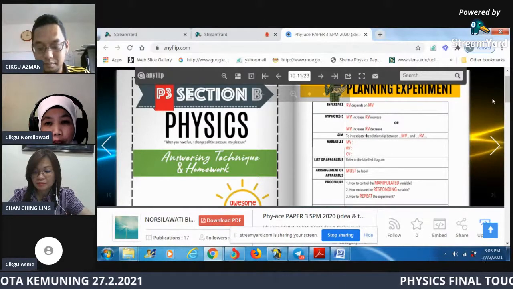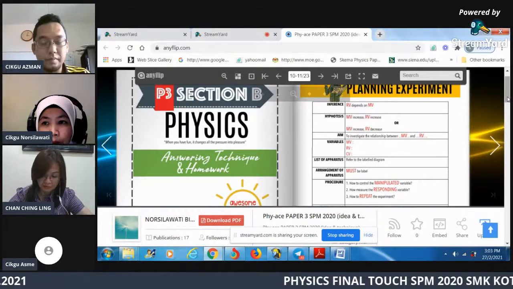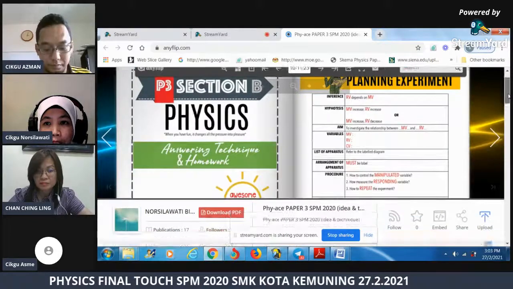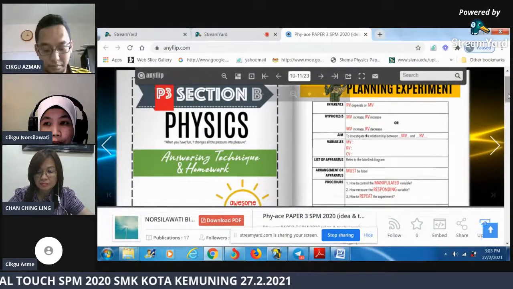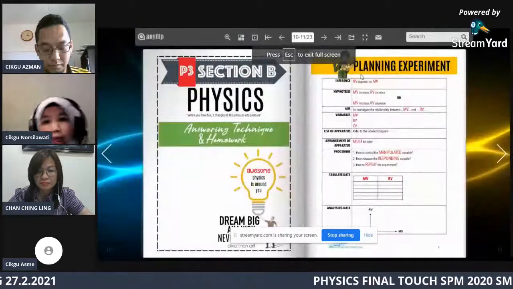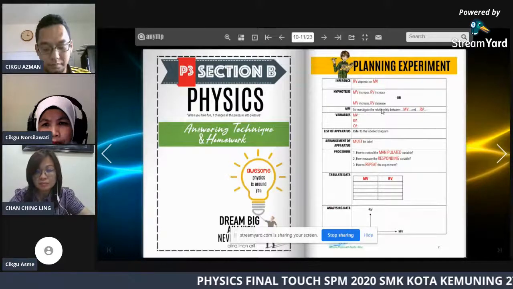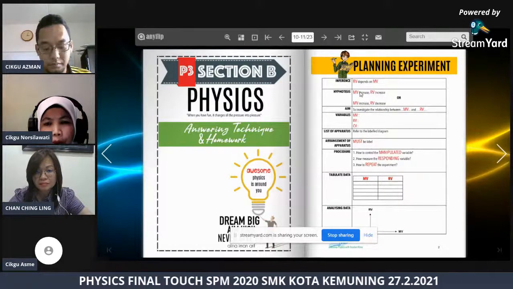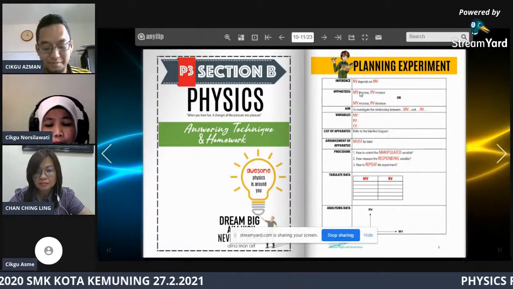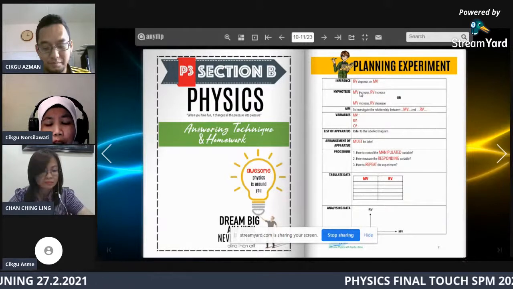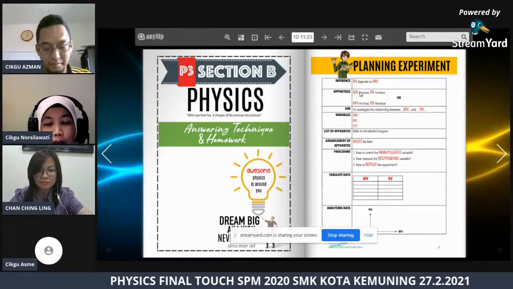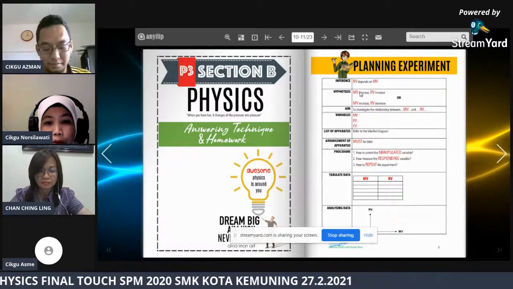experiment, the framework only. Okay, so what is the most important part in planning an experiment? First of all, you need to know which question you need to answer, like for example, question number 3 or question number 4. First of all, you try to do a draft on the question paper, both question 3 and question 4, on which question that you can gain maximum marks. Okay, soalan mana yang you boleh jawab lagi banyak, so you go for that question.